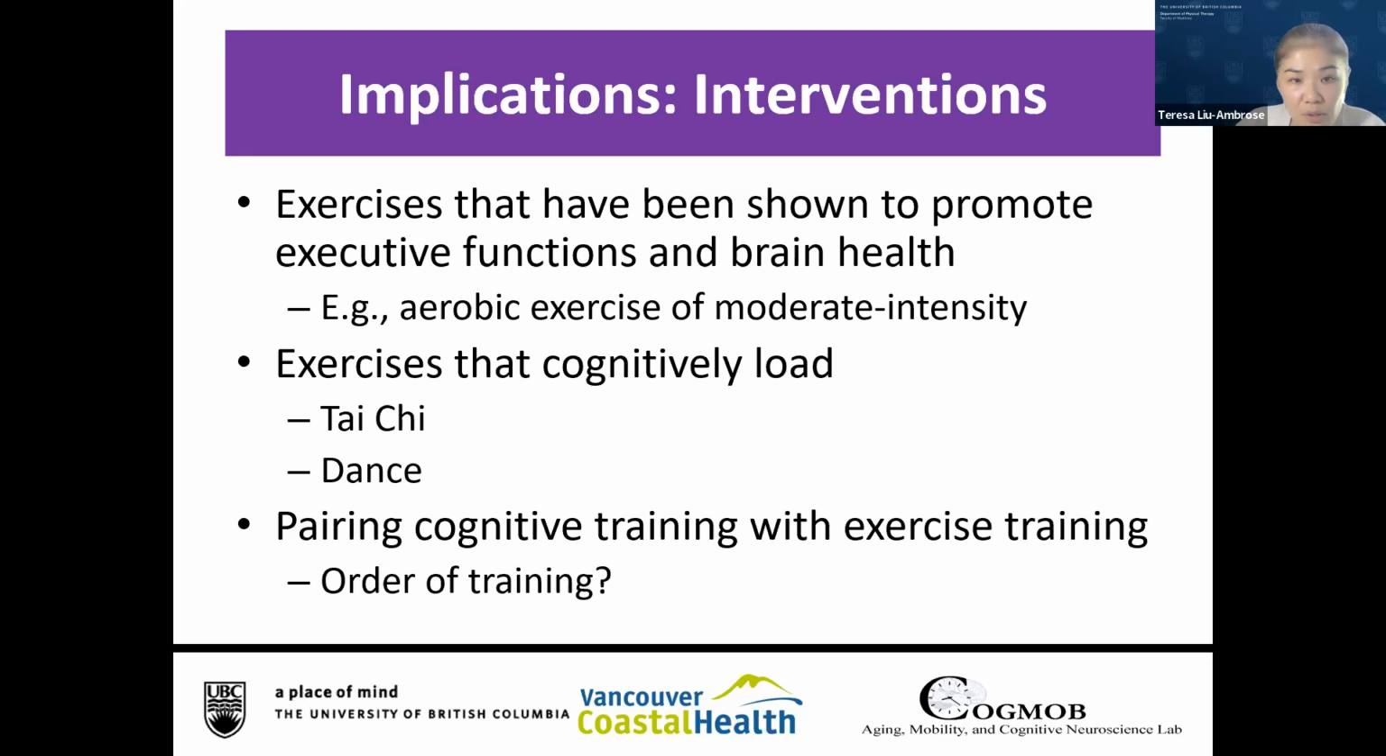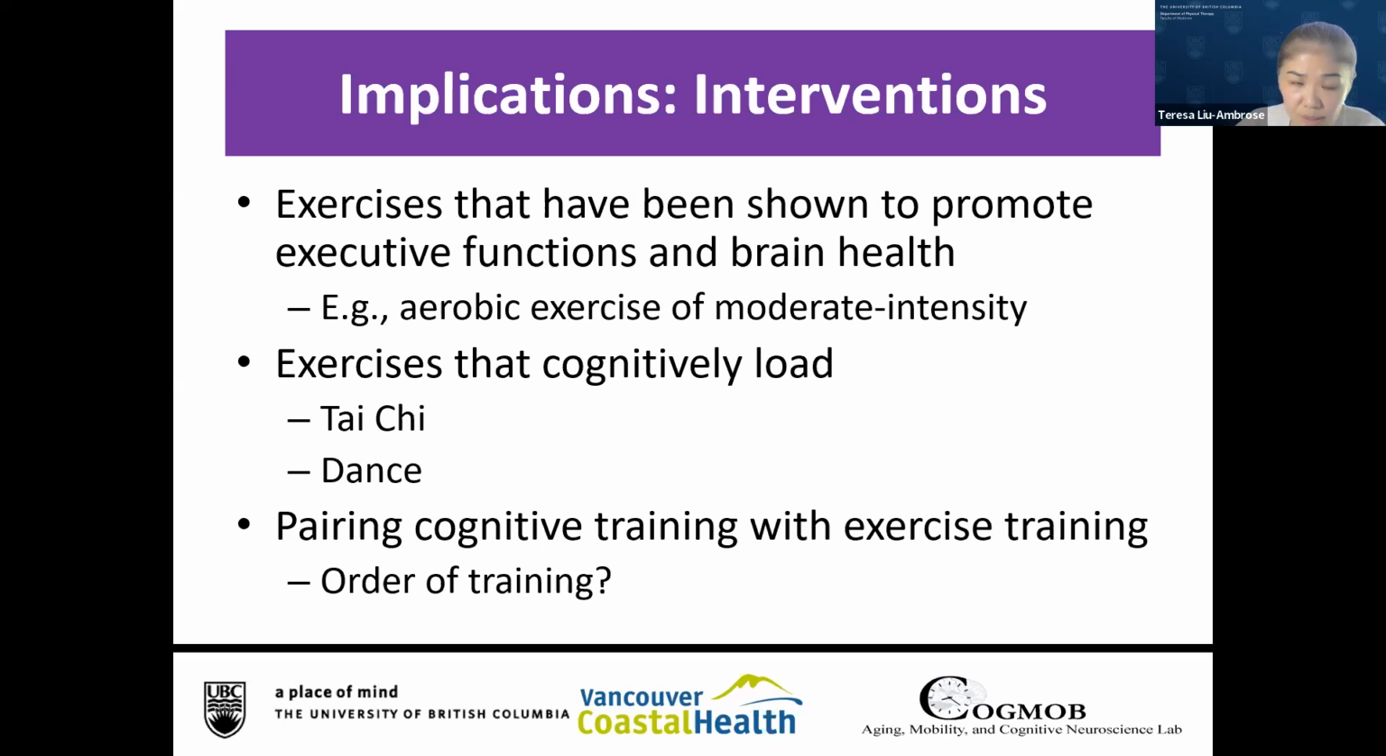When it comes to what we know about exercise and its benefits for the central nervous system, the most studied type of exercise is aerobic exercise of moderate intensity, and there have been a number of trials showing its benefits on both executive functions as well as brain structure and brain function. So we might think about augmenting moderate intensity exercise to reduce falls, but again within the context of trying to promote central nervous system integrity.